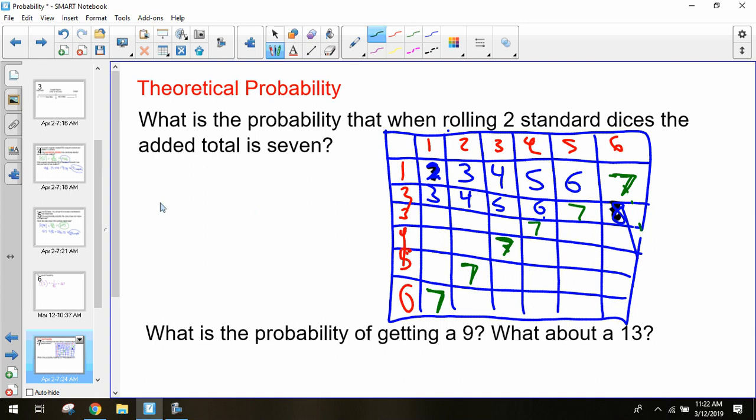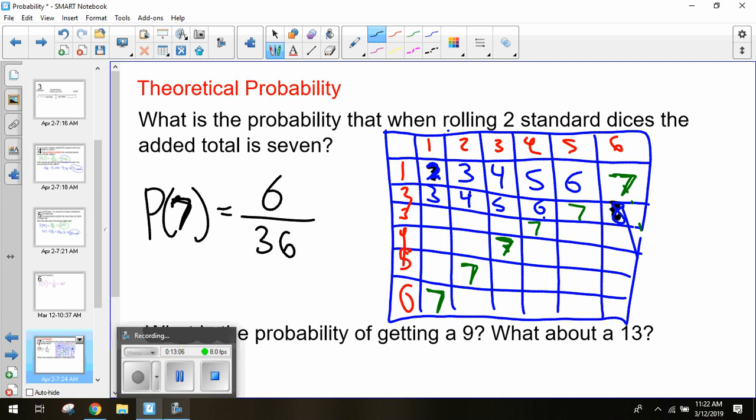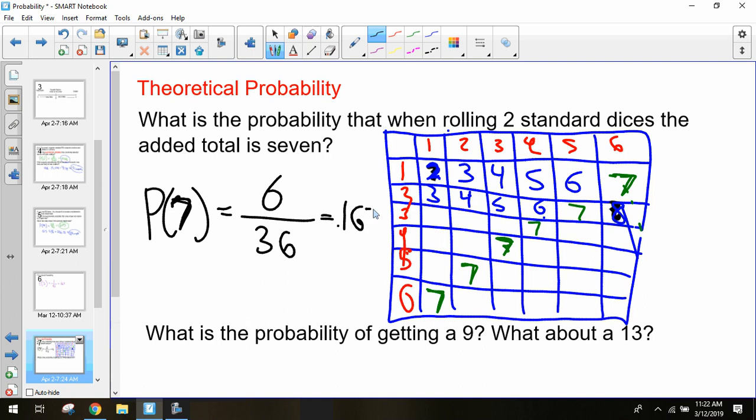So my probability of getting a 7 is 6. How many total possibilities do I have though? 36. I have 36 total different combinations. So 6 over 36 are my odds of rolling a 7 on 2 standard-sized dice. If you're playing Monopoly, 7 is going to be the most common thing you're going to roll. 1/6 of a chance, 0.167.